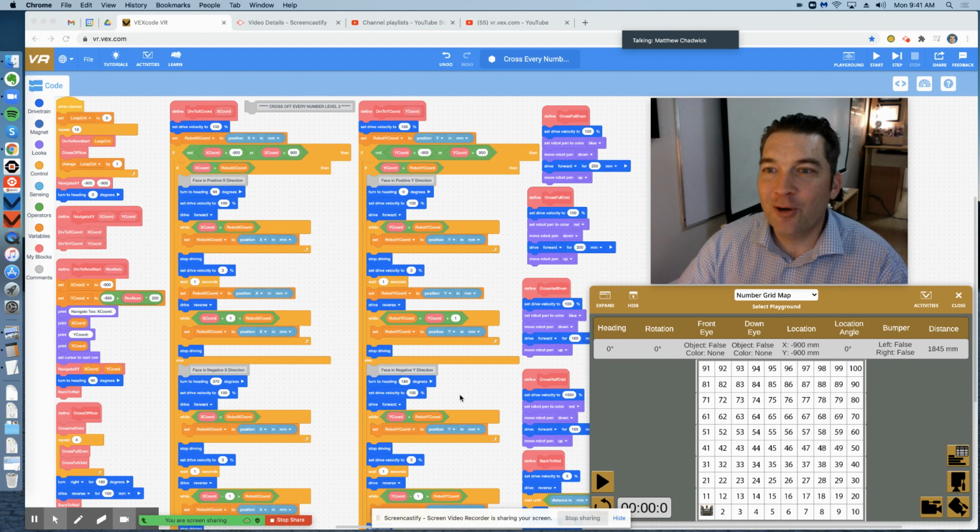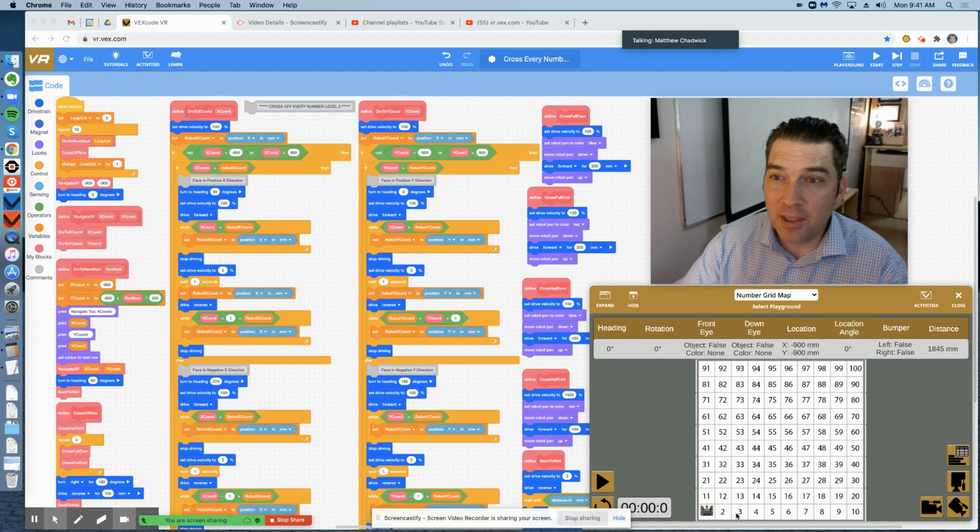Okay, welcome to my cross off every number challenge. As you can see my code here, I've broken the problem into its smallest parts. I have several functions. The goal of the cross off every number challenge is to get your robot to navigate these numbers on the number grid map challenge playground in numerical order. It's supposed to cross off odd numbers in red and even numbers in blue.